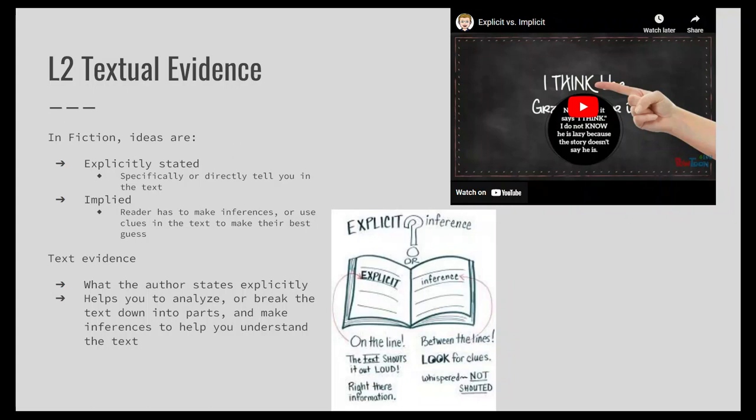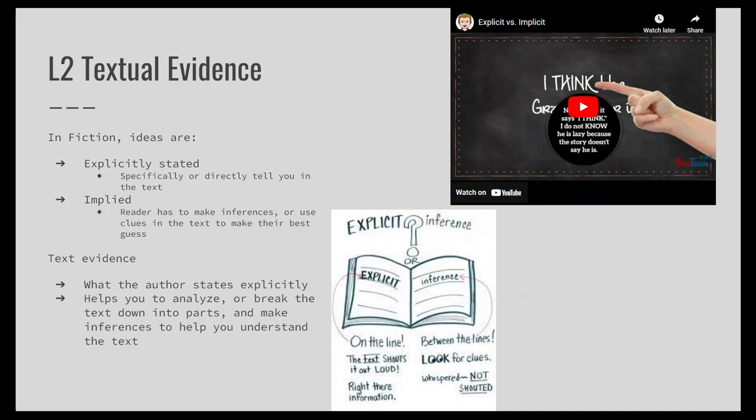That is explicitly stated. If it is implied, the reader has to make inferences, or they have to use clues in the text to make their best guess. Basically, you're like that little detective, and you're using clues from the text, the explicitly stated things in the text. You're using those clues to come up with your best guess, or you're making an inference. So when you're answering open response questions, you're using both of those things.